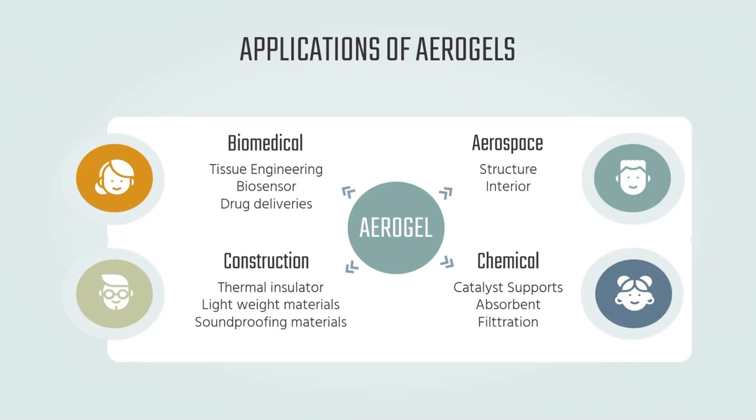In the aerospace industry, aerogels are used in structural components and interior materials. Silica aerogels are used in insulation for spacecraft to protect against extreme temperatures. Moving to the construction field, aerogels are used as thermal insulators and lightweight materials. They are also used in soundproofing materials.